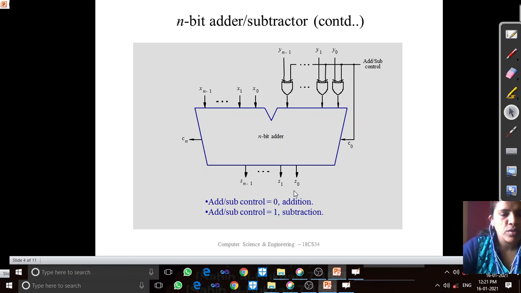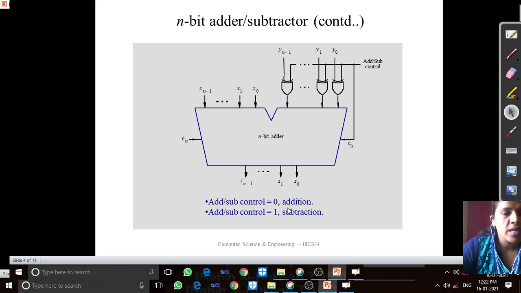Before that, I'll have to discuss how a common adder or subtractor can be designed in the same circuit. Now you observe here, the X input is given separately to the n-bit adder. The Y input is given to the circuit via the exclusive OR gate. What is the function of XOR? When both the inputs are the same, the output is 0. When both inputs are different, the output is 1. This is controlled by a control line called the add or subtract control line.